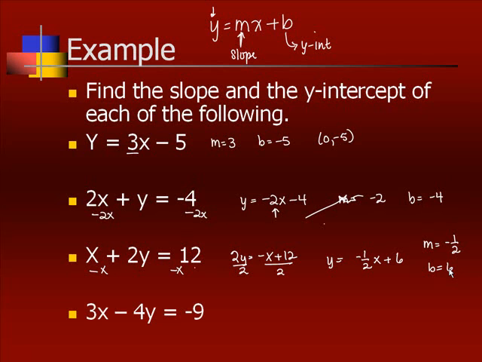Okay, one more. 3x minus 4y equals negative 9. So first thing we're going to do is subtract your x's off. So we get negative 4y equals negative 3x minus 9. Divide both sides by negative 4. So we get negative 3x over 4, which is 3 over 4 x, minus 9 over negative 4, which is going to be plus 9 over 4. So slope is 3/4, and y-intercept is 9/4.